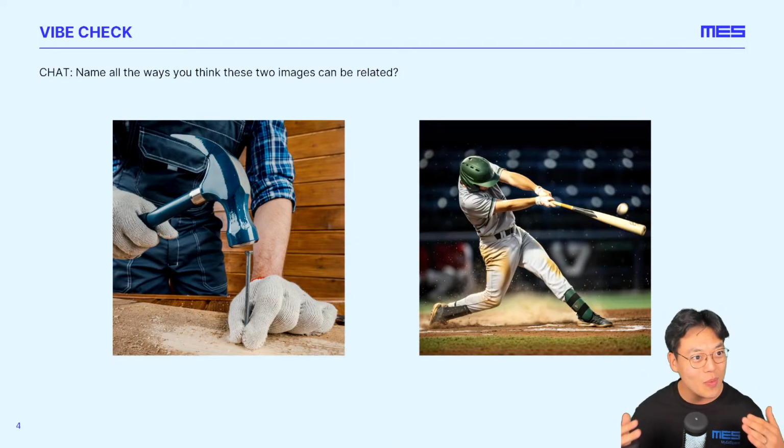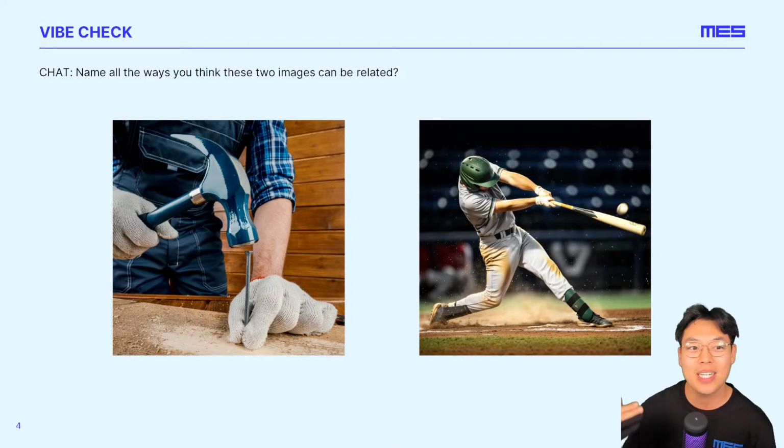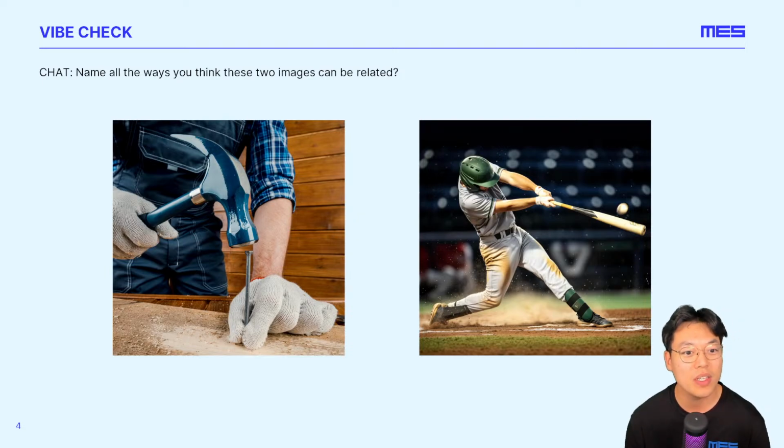So I like to start with something like a vibe check or an APK, and we'll look at that later. Before this vibe check, name all the ways you think these two images can be related. On the left, I see probably someone building something. It looks like it could be their backyard. It could be construction, but it looks like they're hammering a nail into some wood.